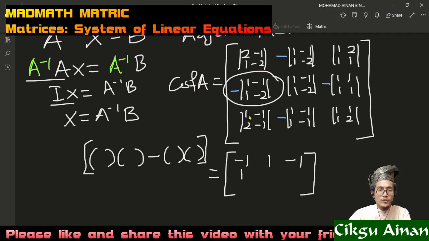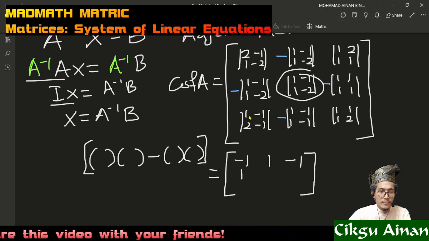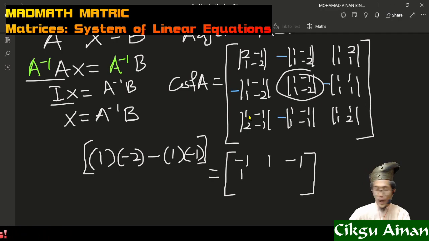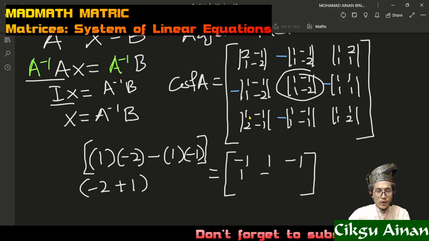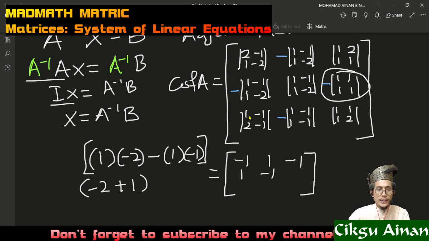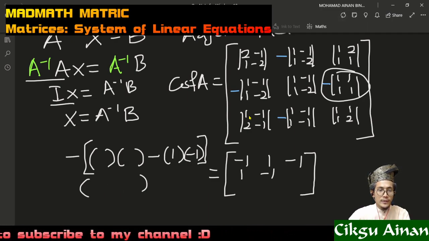Okay, we move on to the next one. This one. So what are the numbers? 1, minus 2, 1, minus 1. 1, minus 2, 1, minus 1. And then minus 2, minus 1. Therefore, minus 1 over here. Okay, move forward to this one. Don't forget a negative. And then we fill up the numbers.